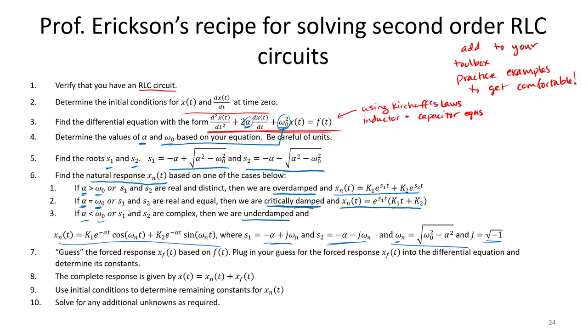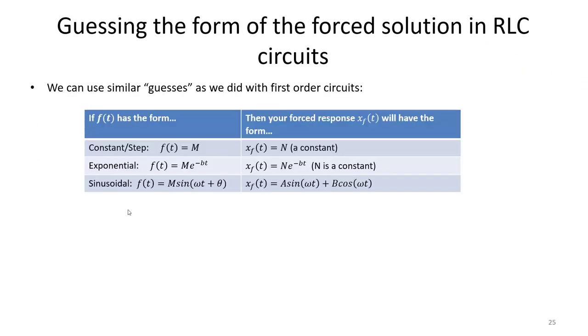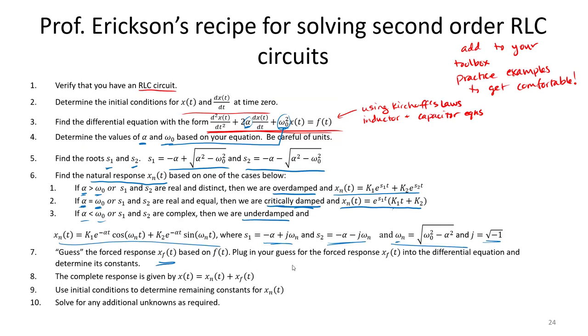Once you have found your natural response, then you just guess the forced response. Remember, once again, we can use the same guesses as we did with first-order circuits. You can guess the form of your forced response and substitute that guess back into the differential equation that you determined in step 3. Finally, you take your natural and forced response and add them to get your complete response. The very last step, just like before, is to use initial conditions to determine any remaining constants in your natural response. So that's basically it. You find your complete response, and if there are any additional unknowns, you solve for those in the very last step.